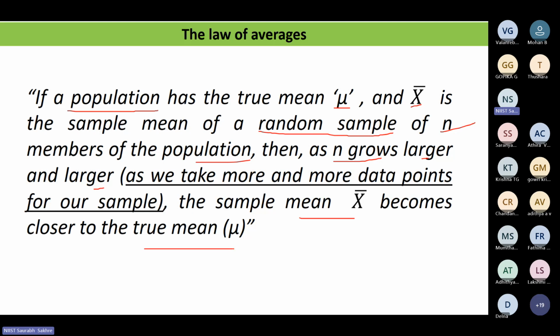I hope population and sample, these terms are clear to you. So what does the law of averages say? If you take more samples, the sample mean will move towards the true mean. But we all know that all the time we cannot take all samples. All the time I cannot take all members of the population in consideration. But still we will try to take more number of samples. So the law of averages says the more samples we take, the closer our sample mean moves towards the true mean. Okay, this is the law of averages.